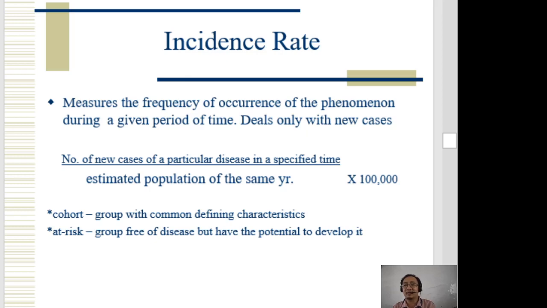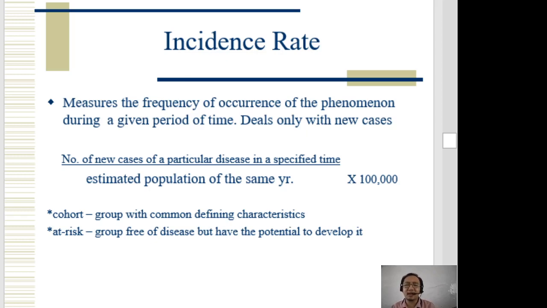From the word incidence, it measures the number of new cases, episodes or events occurring over a specified period of time, commonly a year, in a certain population or at-risk population. Again, it refers to the number of new cases, as shown in the formula. It measures the frequency of occurrence of the disease during a given period of time and deals only with new cases. The formula is the number of new cases of a particular disease in a specified time divided by the estimated population of the same year, or your mid-year population, times 100,000.